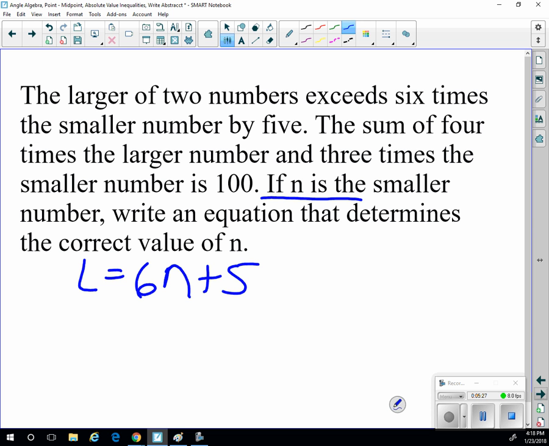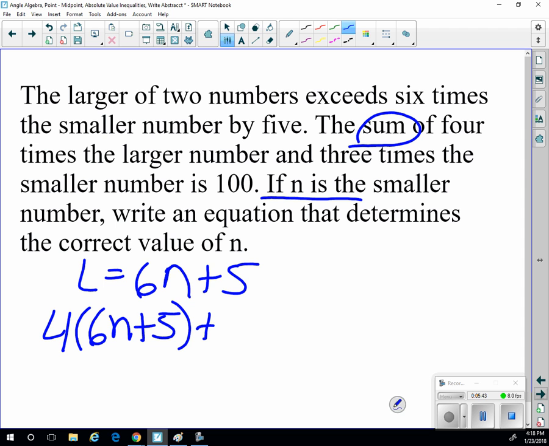So now this next sentence says the sum of 4 times the larger. So the larger is 6n plus 5. So let's put the 6n plus 5 in right there. And we're talking about a sum, so that's plus. And 3 times the smaller number, and we said n is a smaller number, that equals 100. So that equation there can be solved for n. We're not going to solve it, we just want you to be able to write it.